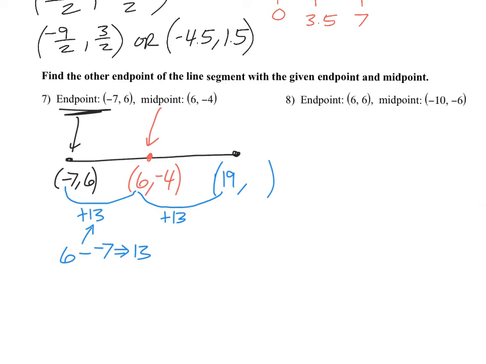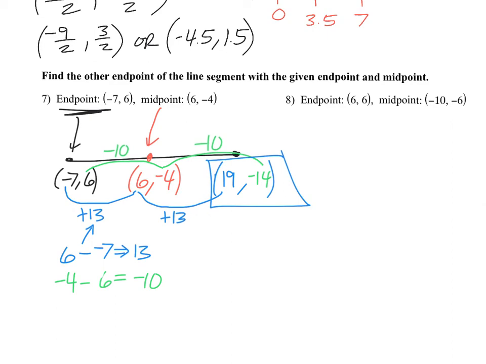Okay? Let's do the y. 6 to negative 4. So what do I do? I take the midpoint minus the endpoint, and that's going to give me a distance. Oops, sorry, that should be a positive there. I don't know why I put negative 6. Minus the endpoint, and that gives me negative 10. So what that means is I went down 10. So I have to go down 10 from negative 4. So if I go negative 4 down 10, that's going to take me to negative 14. And then this is my new endpoint answer.